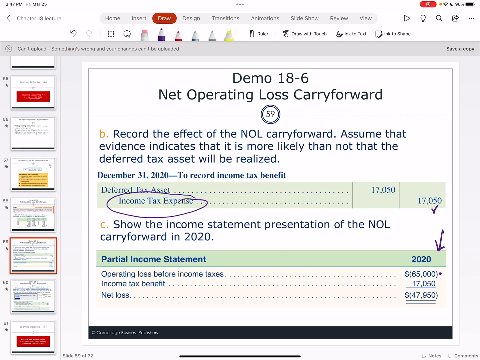We've got a loss, right? Operating loss before income tax. And then we show that benefit for a net benefit. It's the little piece of good news that we have when we've got a loss on our GAAP income statement.